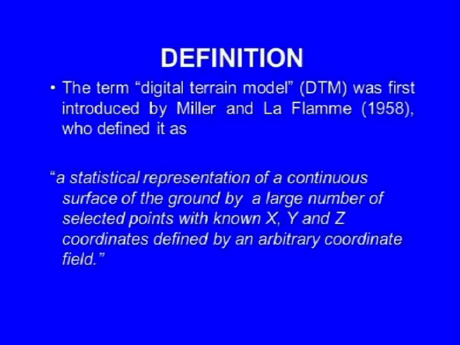Before we proceed ahead, it would be prudent to look at the definition of digital terrain model. The term digital terrain model, or in short DTM, was first introduced by Miller and LaFlamme in the year 1958, who defined it as a statistical representation of a continuous surface of the ground by a large number of selected points with known x, y and z coordinates defined by an arbitrary coordinate field.